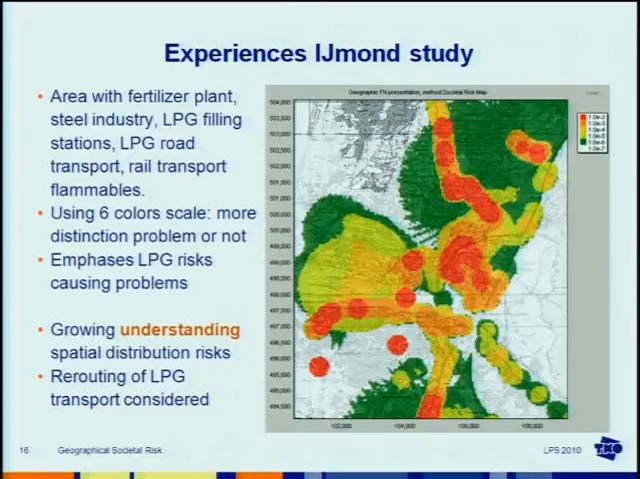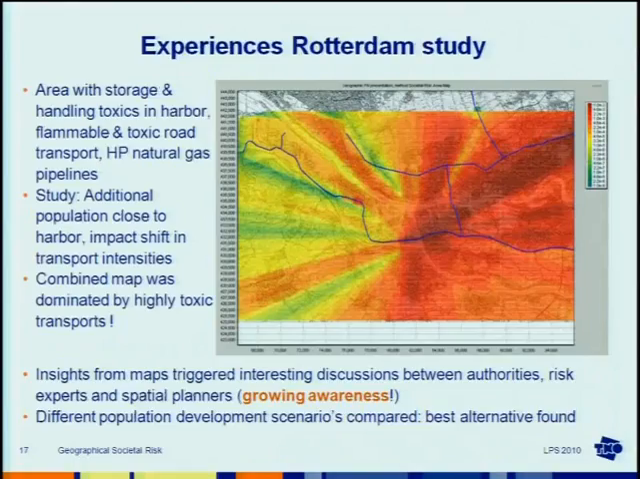The typical circles are BLEVE footprints for LPG events. And it clearly created a growing understanding of this spatial distribution of societal risk. And in this case, it was decided to reroute the LPG transportation lines because that gave too high a risk.